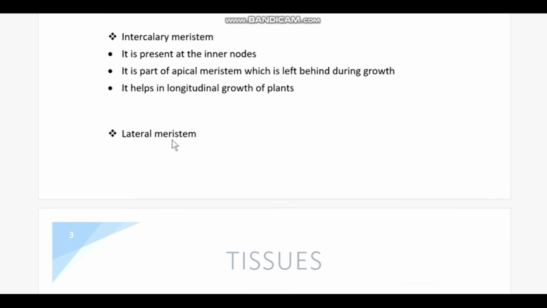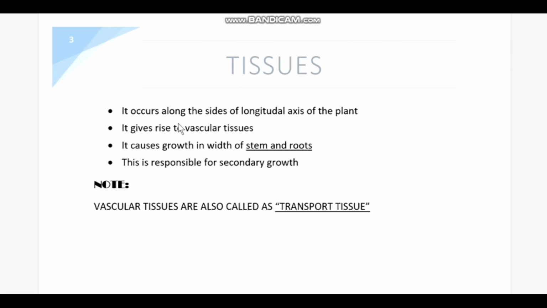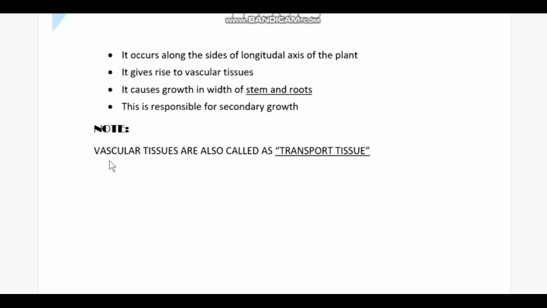Lateral meristem occurs along the sides of the longitudinal axis of the plant. It gives rise to the vascular tissues. It causes growth in the width of stems and roots. That means the width of the stem will grow, like a banyan tree. This is responsible for secondary growth. Note that vascular tissue is also called transport tissue.